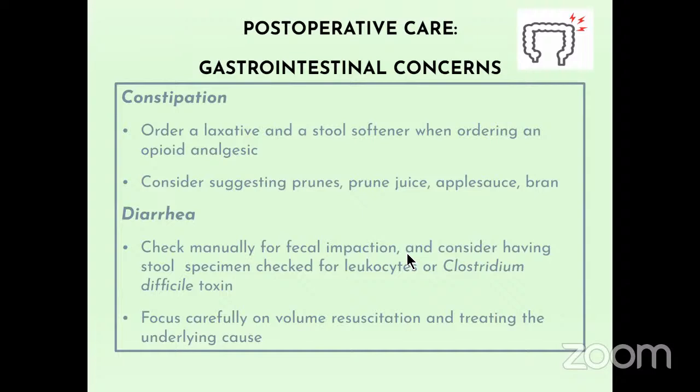Post-operative gastrointestinal concerns: we have constipation and diarrhea. Constipation, we have to order a laxative or stool softener after ordering opioid analgesia, and consider suggesting prune juice, applesauce for the patient. For diarrhea, we have to check for Clostridium difficile toxin. Focus carefully on volume resuscitation in the diarrhea patient.